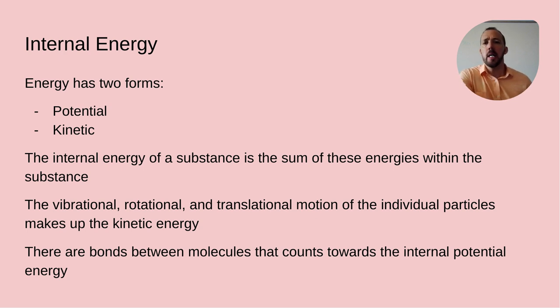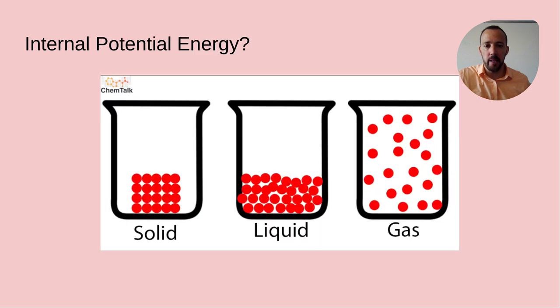First, internal energy. Energy has two forms. It's got potential and it's got kinetic. The internal energy of a substance is really just the sum of these particular energies. So there's kinetic energy in terms of vibrational, rotational, and translational motion because the particles of objects are moving. And then there's also bonds between those particles, which form a kind of potential energy.